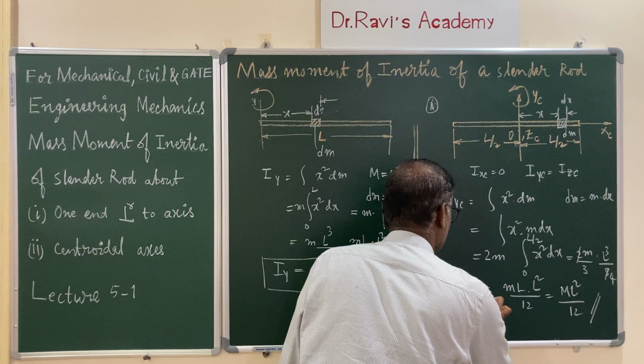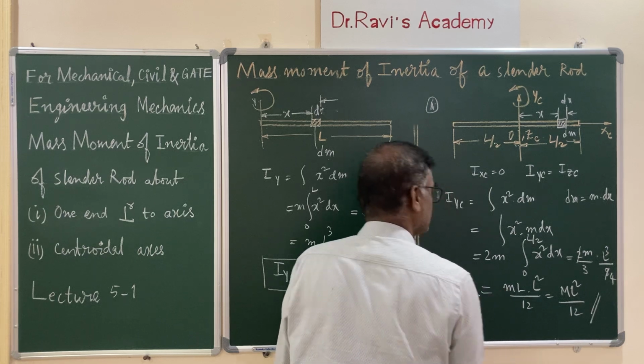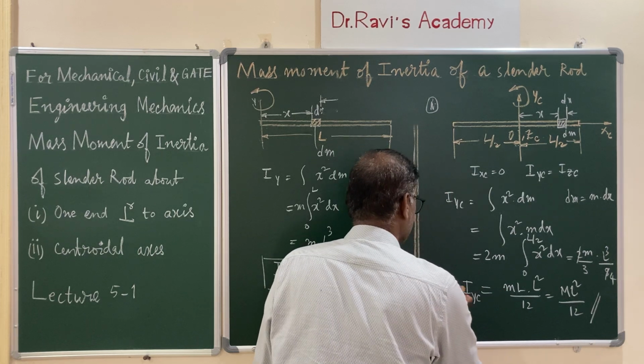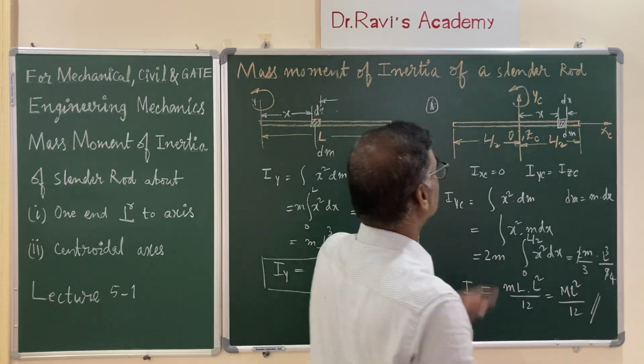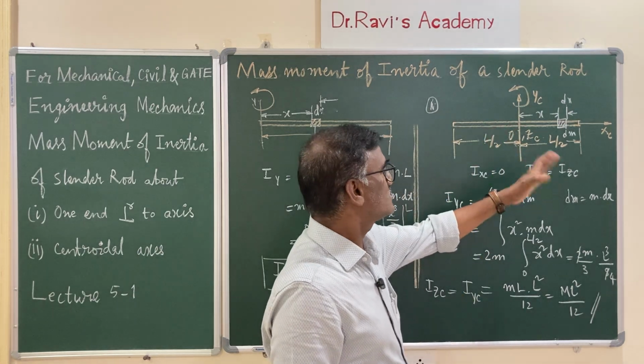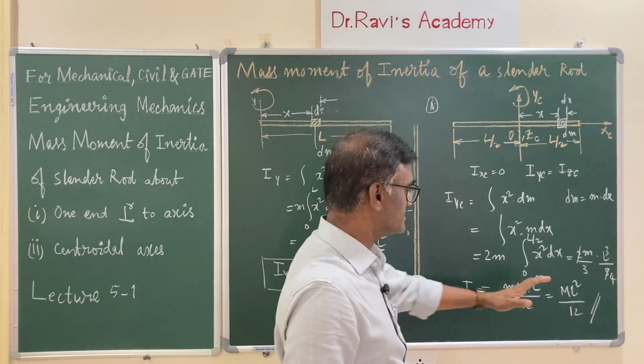The moment of inertia I_yc, which is also equal to I_zc, and the moment of inertia of this particular slender rod about the x-axis is 0, and about the y as well as z-axis is m L square by 12.